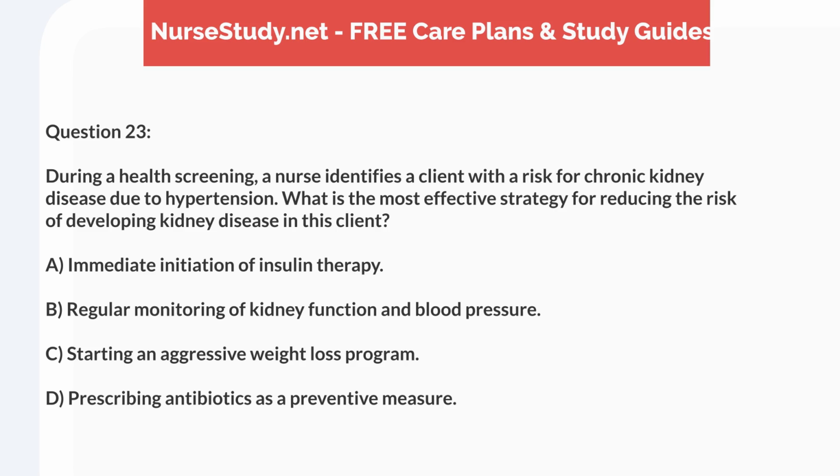Question 23. During a health screening, a nurse identifies a client with a risk for chronic kidney disease due to hypertension. What is the most effective strategy for reducing the risk of developing kidney disease in this client? A. Immediate initiation of insulin therapy. B. Regular monitoring of kidney function and blood pressure. C. Starting an aggressive weight loss program. D. Prescribing antibiotics as a preventive measure.